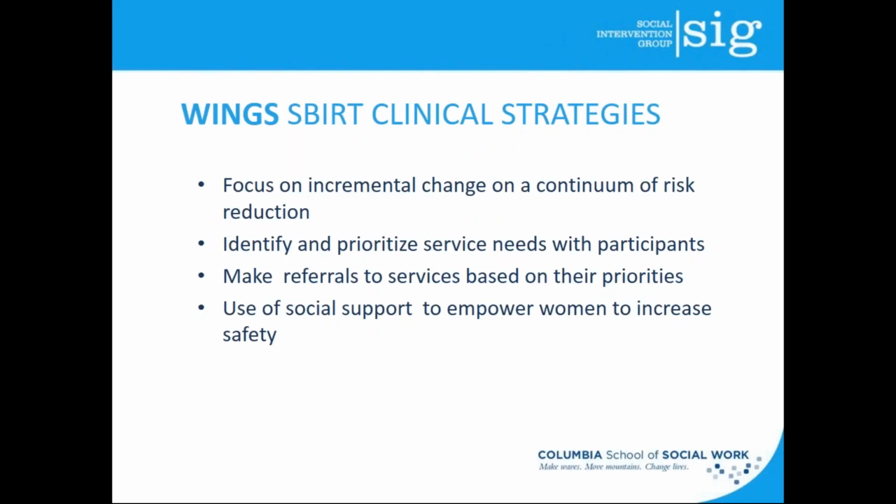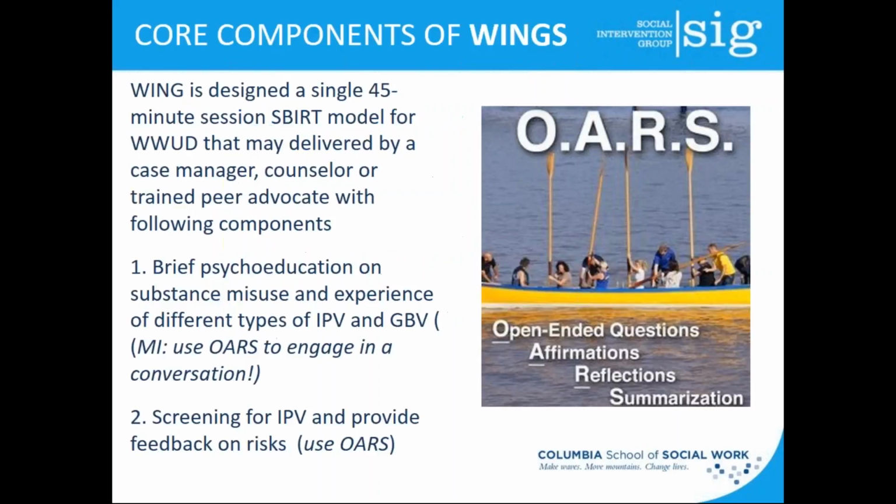So again, as I mentioned before, the focus is on incremental change with a continuum of risk reduction. The end game is to increase their relationship safety, and for most women who want to stay in their relationships, that means how can they stay safe in the relationship? And 80% of the women that we work with actually do want to continue in these relationships. And so the question is, how can they increase the safety? Identifying and prioritizing service needs with participants, making referrals to services based on their priorities, using social support to empower women to increase safety.